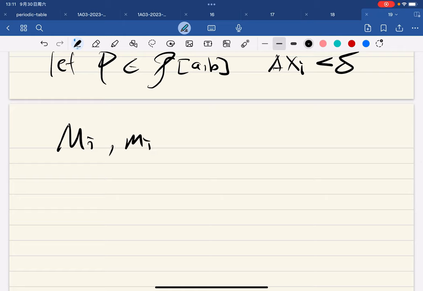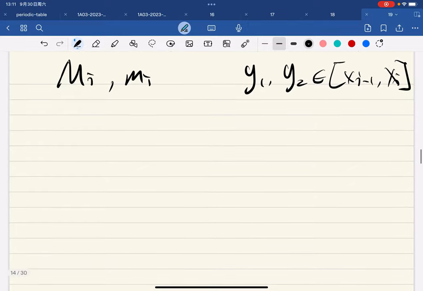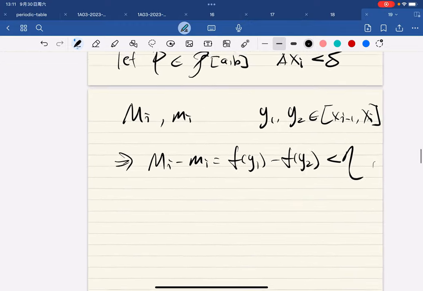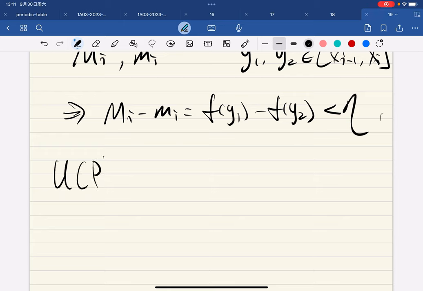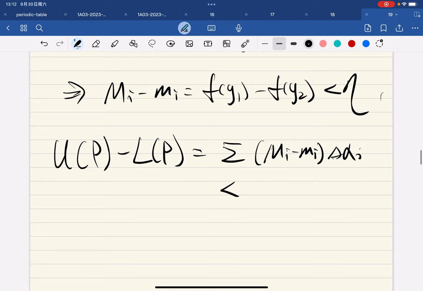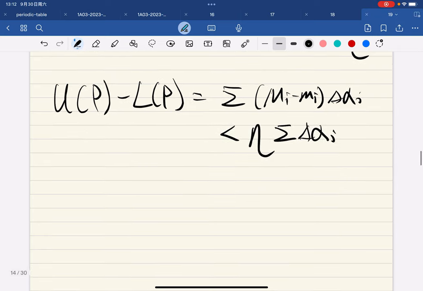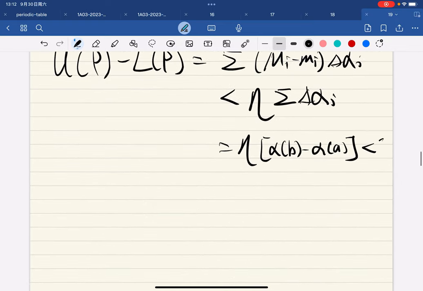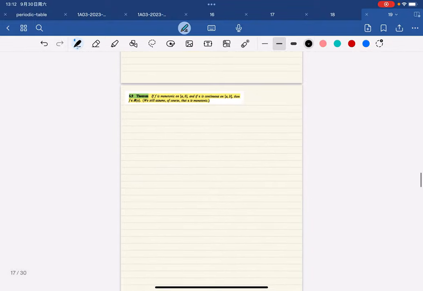So we have M_i, right? For y1, y2, boom. And then take your difference. It's between f of y1 minus f of y2. It's less than eta by our assumption. And now we take your difference, the upper sum minus the lower sum, which is the sum of M_i minus m_i times delta alpha_i, which is less than eta times the sum, which is equal to eta times alpha B minus alpha A. And we're done. So continuous implies the integral exists.